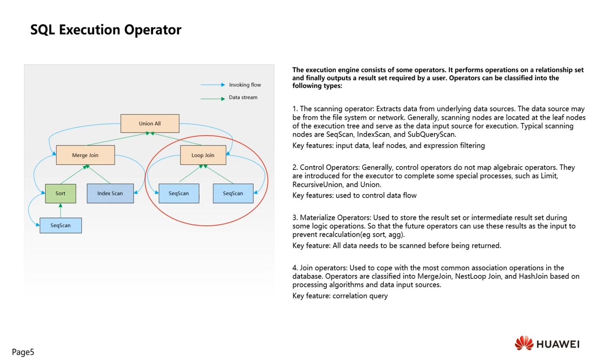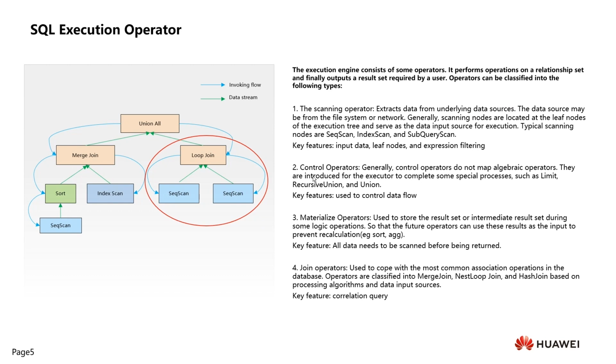Generally, the scanning operators are located at the leaf nodes of the execution tree, meaning they are typically the first operators to be executed. They serve as the data input source for execution. Typical scanning nodes are sequential scan, index scan, and subquery scan. Expression filtering can also be carried out in scanning operators, which is the condition we specified in the where clause.